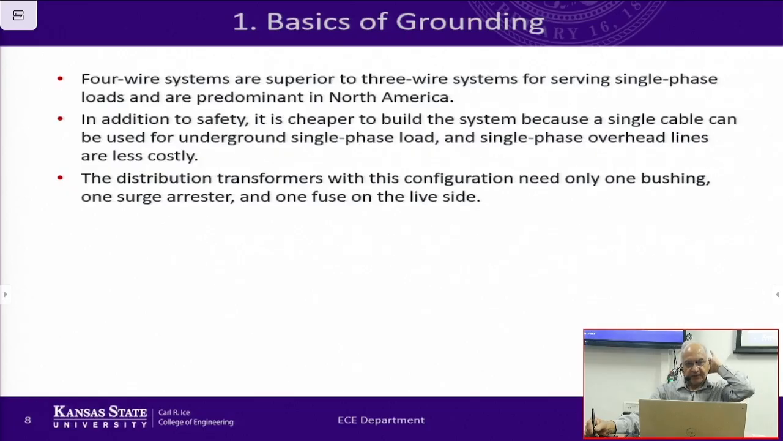So to summarize, the 4-wire systems are superior to the 3-wire systems for serving single-phase loads and are predominant in North America. So that's what the utilities do. And it's also cheaper to build. And what happens is that it also allows the ground current, the fault current, to go into the ground. So that also creates safety.